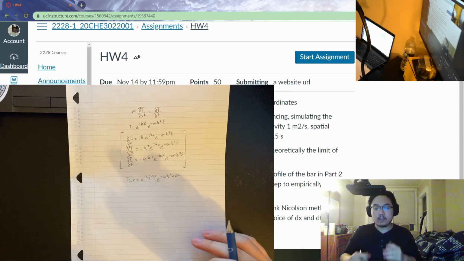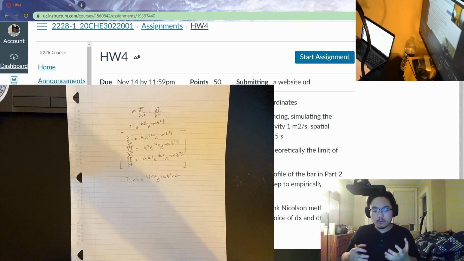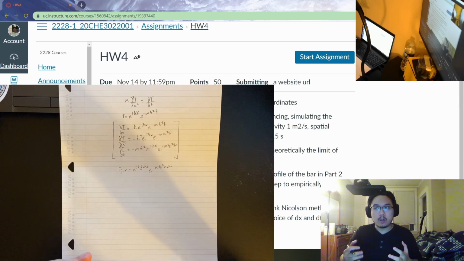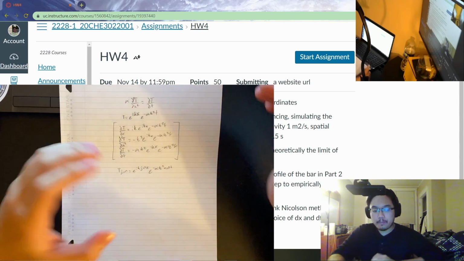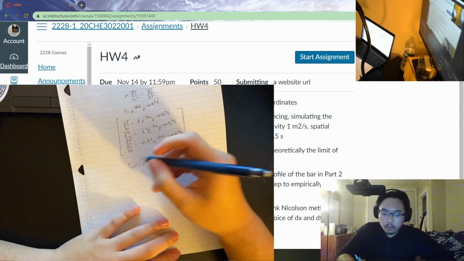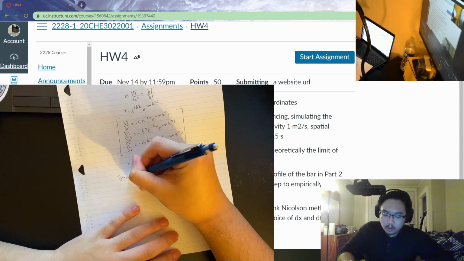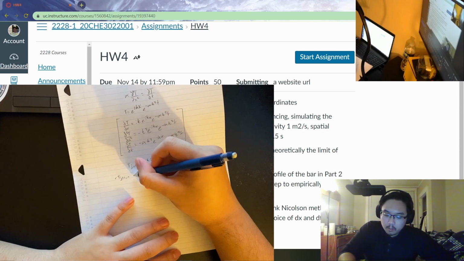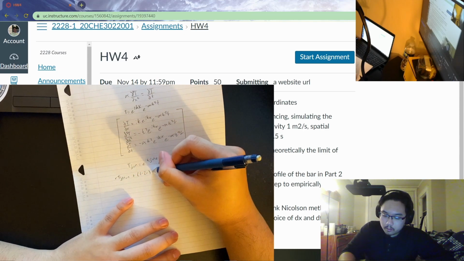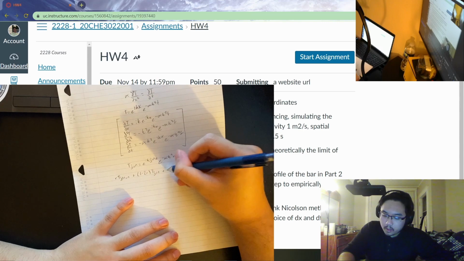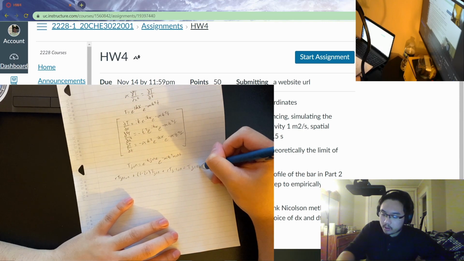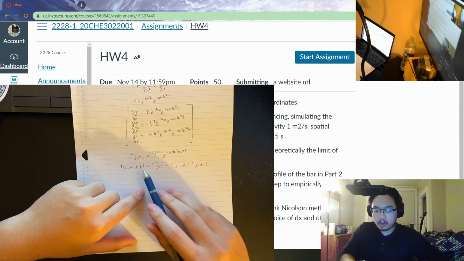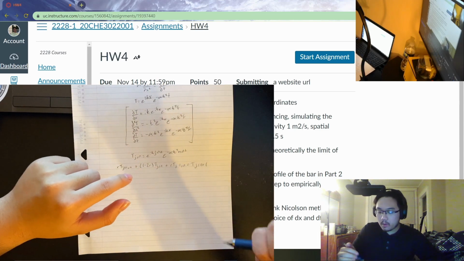Like I alluded to earlier, we discretized our bar, and we had derived an equation for that discretization, right? What was that equation? It was T_j+1^n times r, minus 2r T_j^n, plus r T_j-1^n, is equal to T_j^(n+1). And we can plug this in for that.